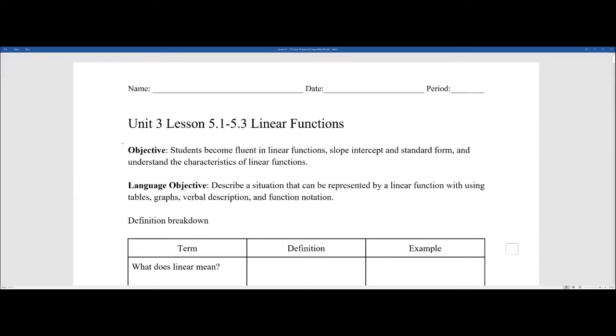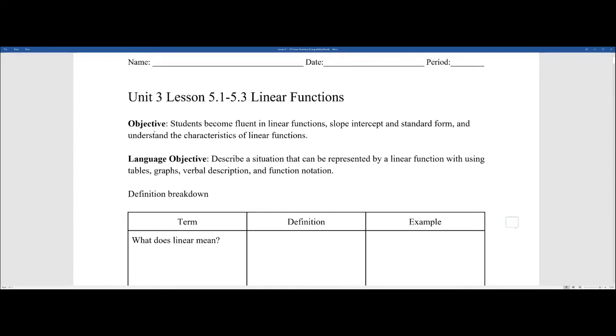Hi guys, this is for Unit 3, Lesson 5.1 through 5.3 for linear functions. I know you're probably like, wait, why are we doing 5.1 through 5.3? Well, that's because sometimes the book is good, sometimes humans can do better. So let's look at this.